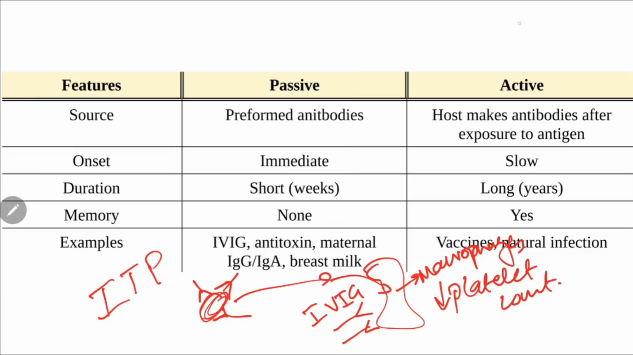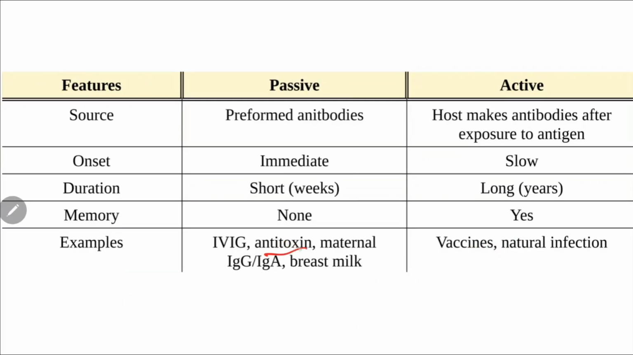And next, we have antitoxins. So antitoxins are antibodies. These are preformed antibodies that are directed against bacterial toxins. And they provide immediate protection by neutralizing these toxins already present in the body. Some very important examples are tetanus IG, rabies IG. So tetanus and rabies, and also botulism.